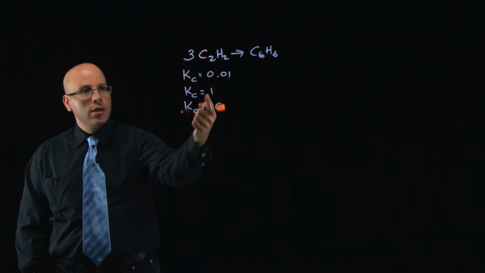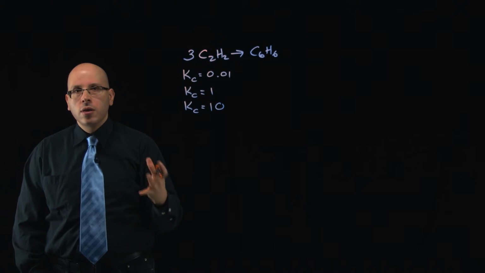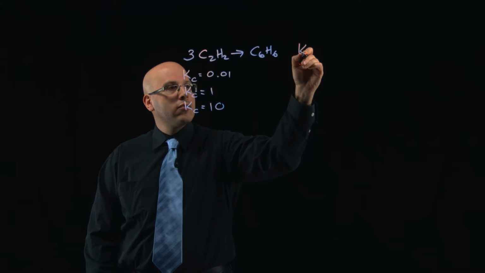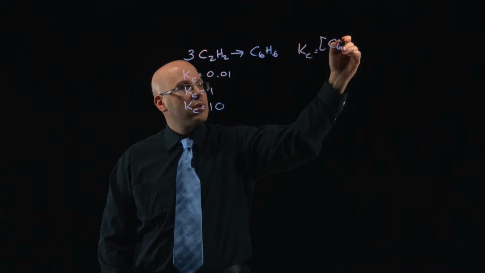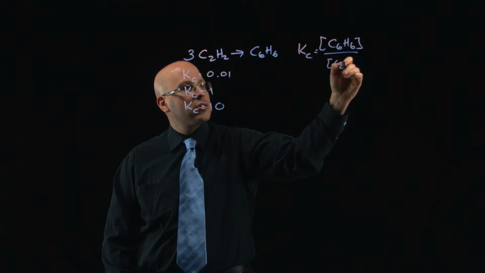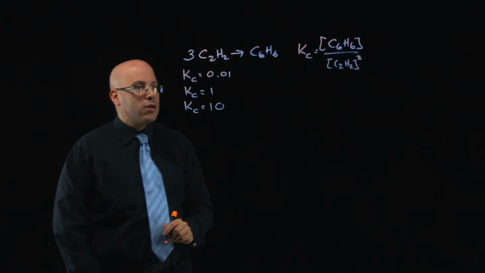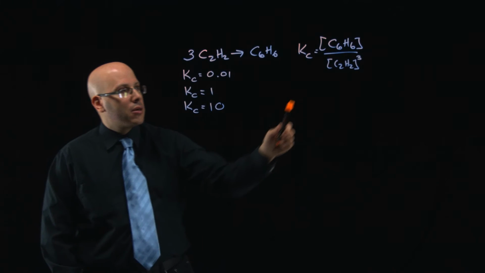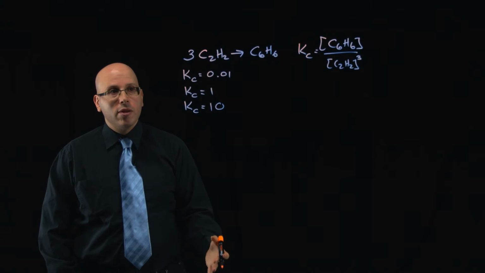The point is that the different Ks are really different ratios of the concentrations of the products and the reactants. So for this particular reaction, I can write down Kc as the concentration of benzene, the product, divided by the concentration of acetylene, or ethyne, cubed, because there's a 3 in front of that reactant. If I want to make the most benzene, and the benzene is on the product side of the reaction, that means that it's going to be in the numerator.